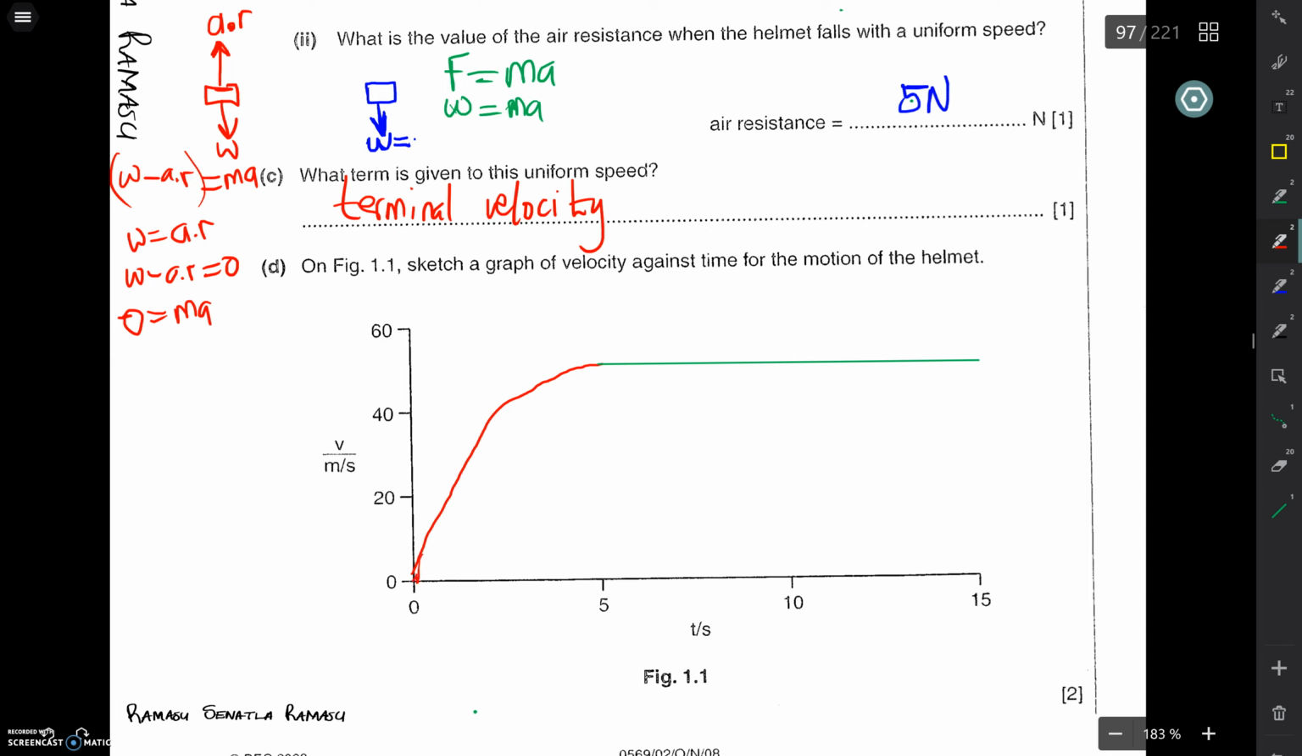So then your graph is supposed to be like that. Let me redraw this again. Well, this is what your graph is supposed to be like. The first part is not supposed to be a straight line. This part here is not supposed to be a straight line. So don't draw a graph like this here, because this is wrong.